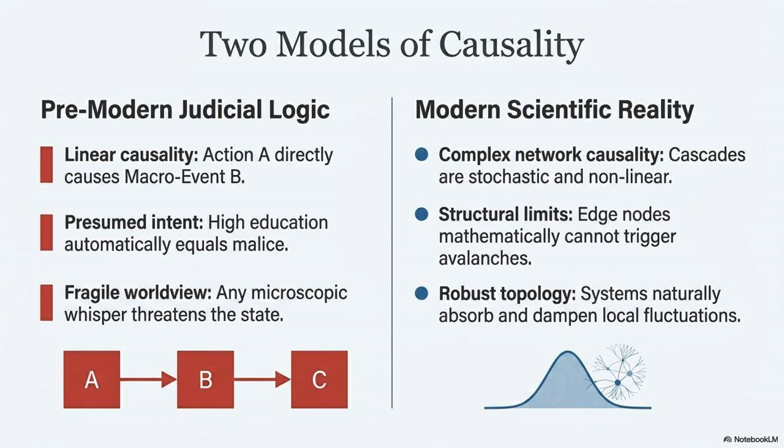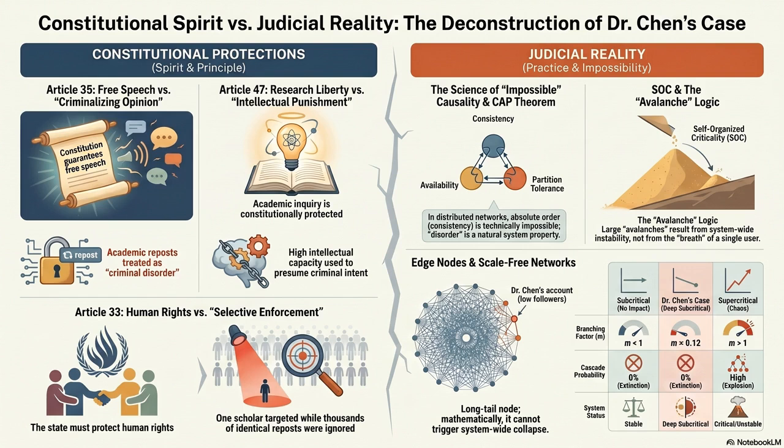So what does this all mean for you listening to this right now? Why should you care about the mathematical defense of a scholar in a court halfway across the world? Because you and I and everyone we know exist in these exact same scale-free networks. Every single day. Exactly. Every time you open Twitter or Instagram or TikTok, you are participating in a system completely governed by the CAP theorem and self-organized criticality. Understanding the sheer difference in power between an edge node and a hub node, and understanding how information actually cascades or mathematically fails to cascade, is a vital skill.